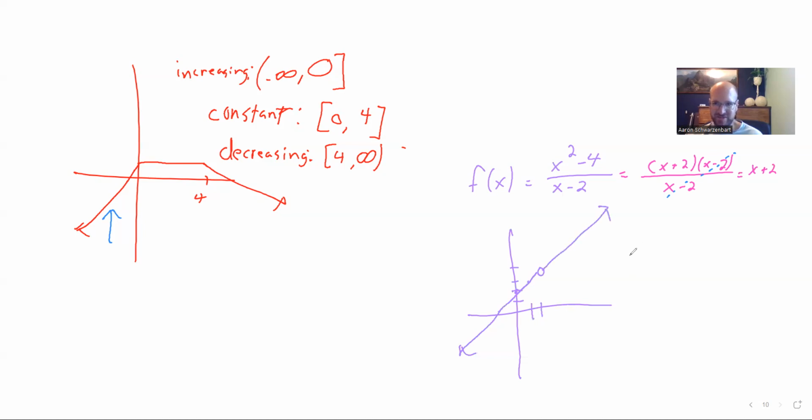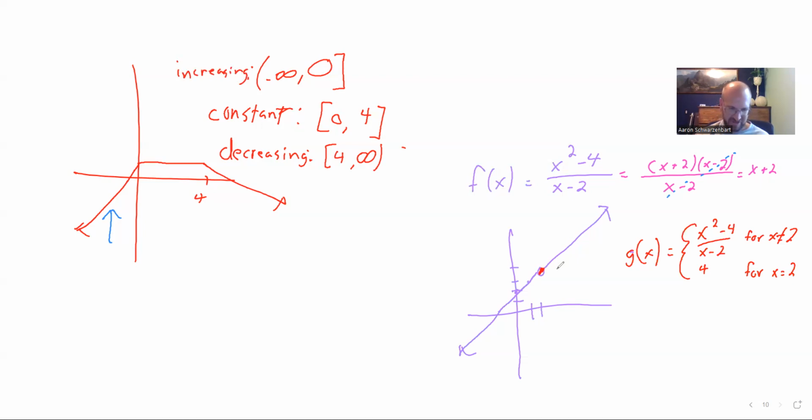The reason we call this removable is I could create a function g of x that's basically the same function, where x is not equal to 2. And I could create a second piece for x equals 2 that fills it in. And that's why we call it removable. Okay.